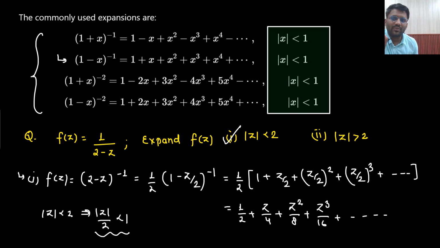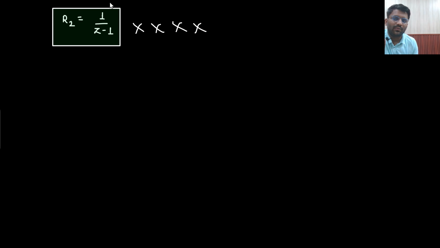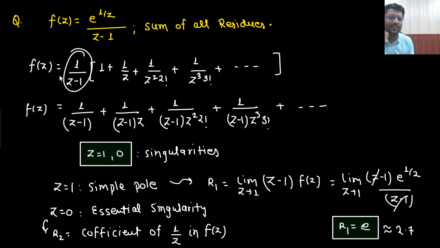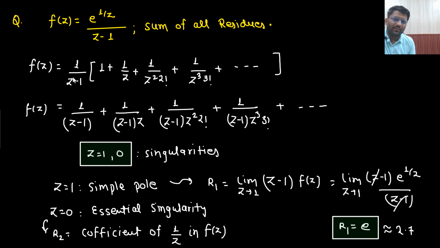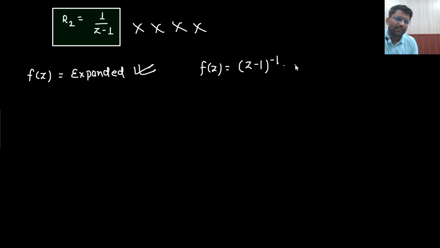What you have done here? 1 upon z minus 1. This is wrong, no? Basically, you have expanded f of z. I expanded it, that is fine. But did you expand it completely? You did not do anything with 1 upon z minus 1. You need to expand this guy as well. In f of z, there are two people. One guy is z minus 1 to the power minus 1, which is 1 upon z minus 1, and the other guy is e to the power 1 by z.